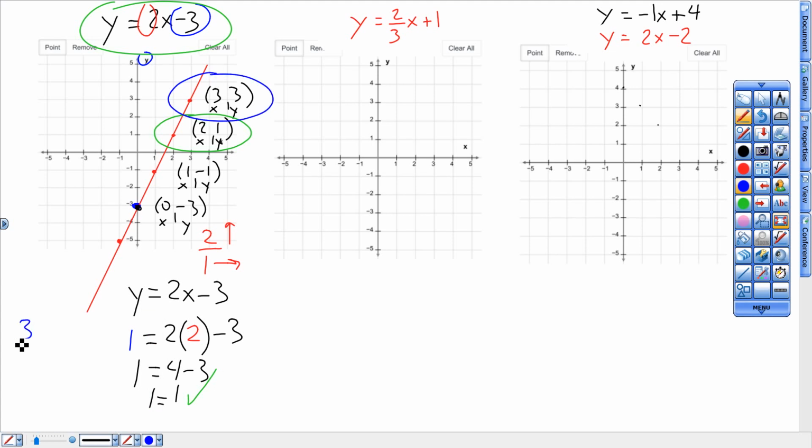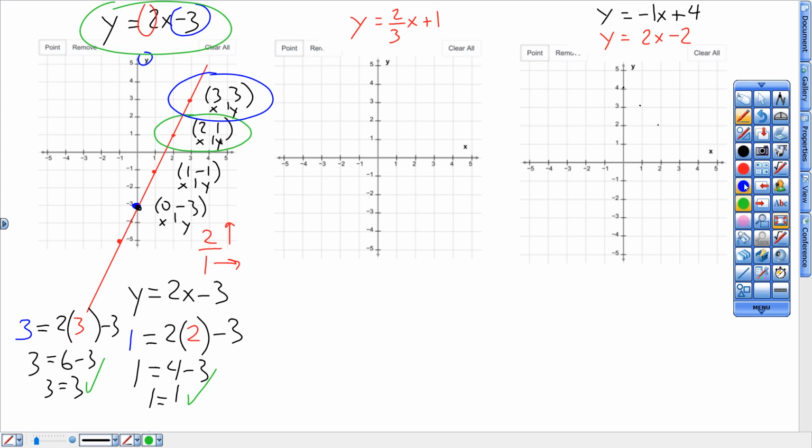So for the next one, if I plug in 3 for y and then plug in 3 for x, that will give me another true statement. 3 equals 6 minus 3. That is true. The first word is ocean. Ocean. All right, let's do the next one.